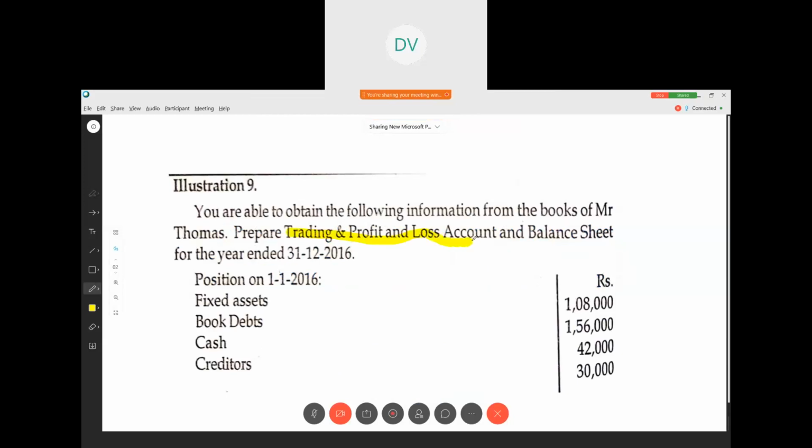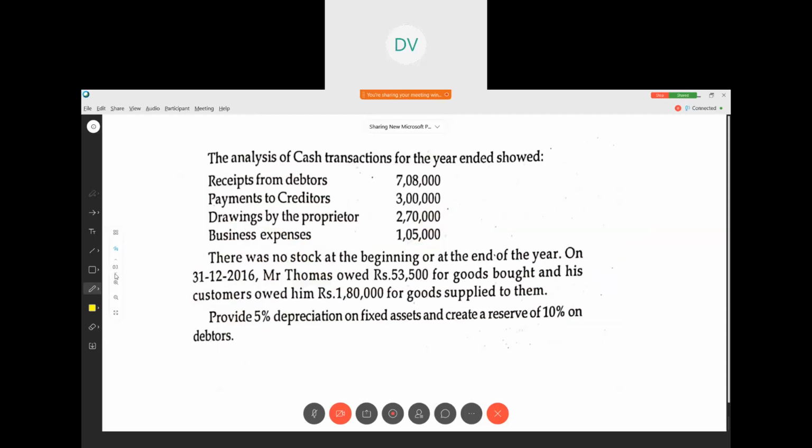So, trading and profit and loss account we have to prepare, and balance sheet, for the year ended 31st 12 2016. Okay, so here they have given the beginning of the year, that is the opening balances: fixed assets, book debts, cash, and creditors. The analysis of cash transactions, see, cash transactions they have given. Why is this required? In order to prepare the cash book.